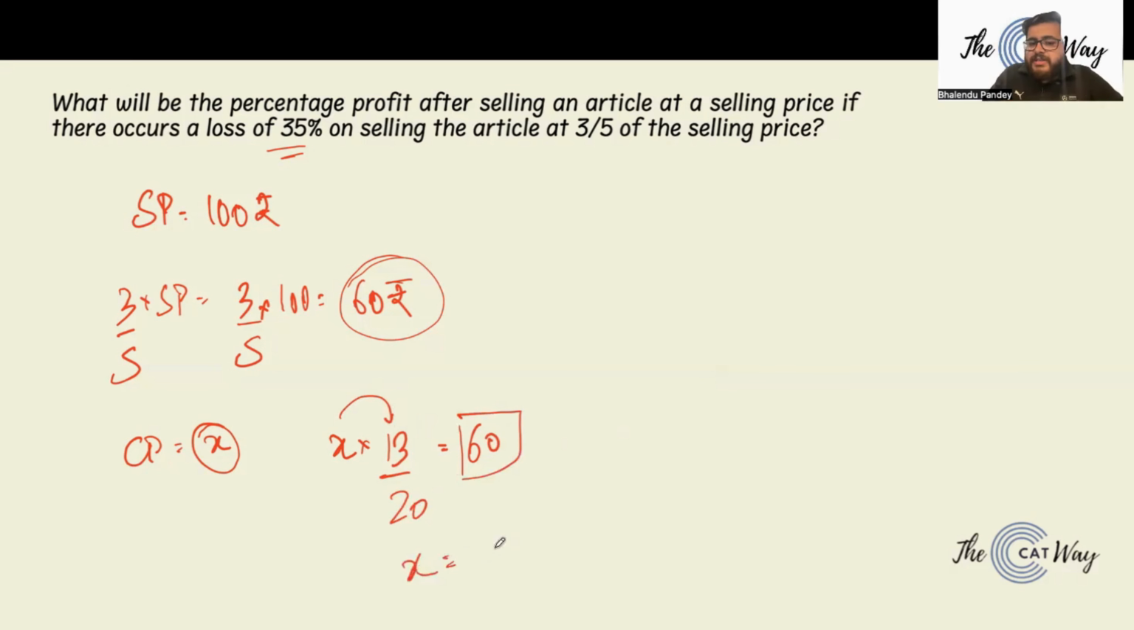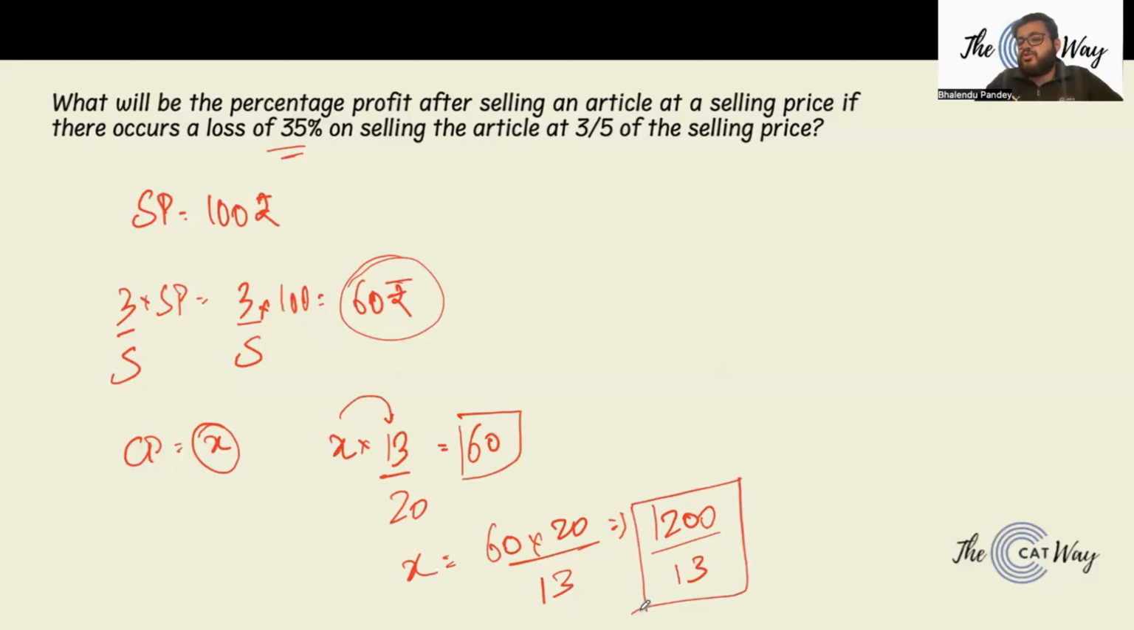So what is my cost price here? 60 multiplied by 20 divided by 13. Correct? What value will this take? 6 2s are 12, so 1200 divided by 13. So my cost price comes out to be 1200 by 13. Right? My selling price is 100 rupees.